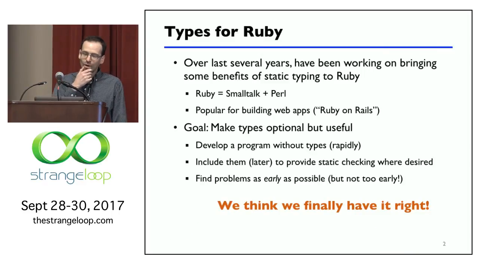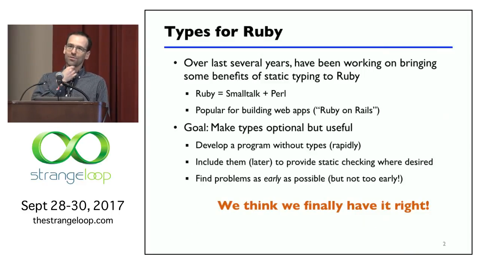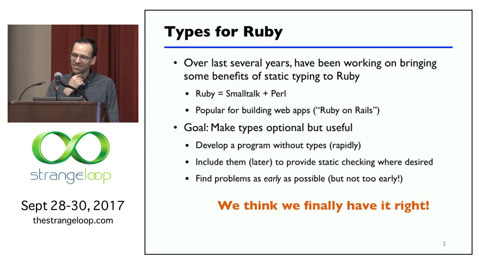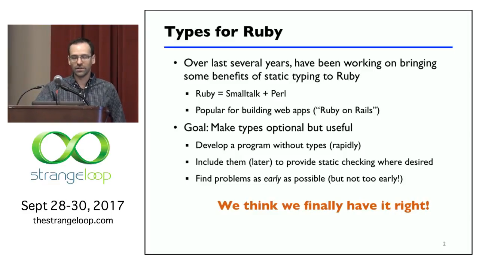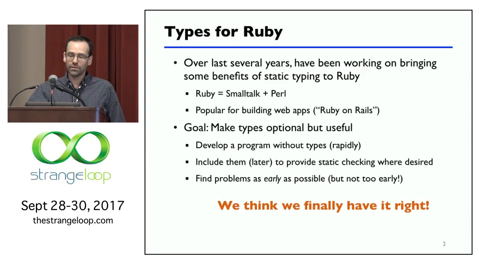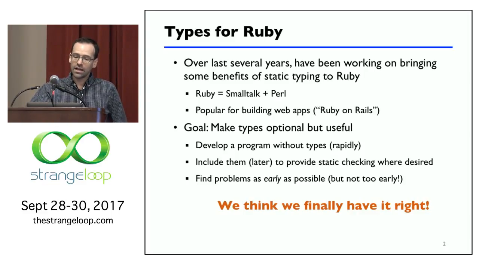So probably you're here because you're interested in Ruby, but just in case. Ruby is sort of a combination of Smalltalk and Perl. And it's really popular for web apps. So Ruby on Rails is probably the main thing the language is known for. And the goal of our work, which we've been doing for a while, is to come up with a type system that adds sort of optional but useful types to Ruby.